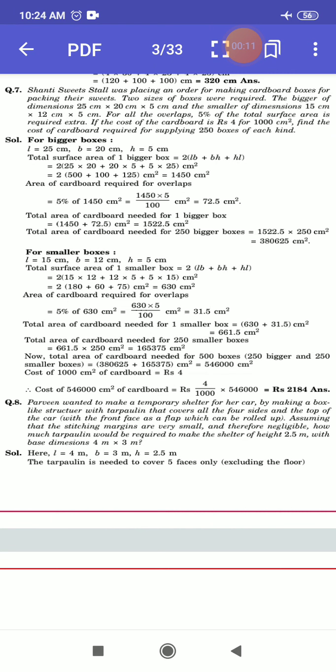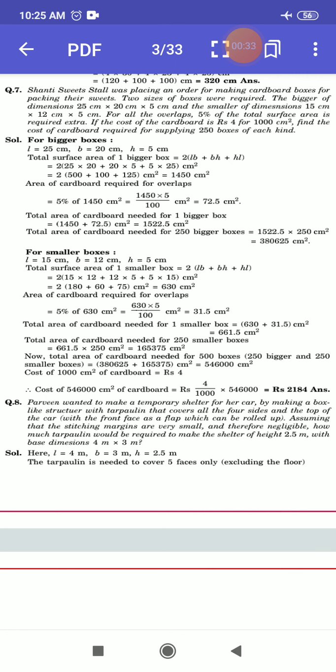Exercise 13.1 is going on in your class. So in this series I will tell you question number 7. You have to see on your screen, question number 7 is: Santi Sweets stall has placed an order for making cardboard boxes for packing their sweets.